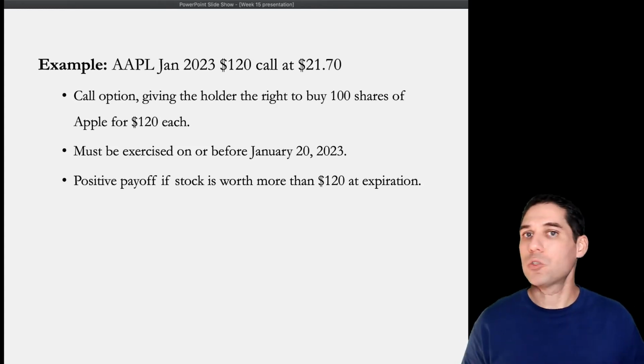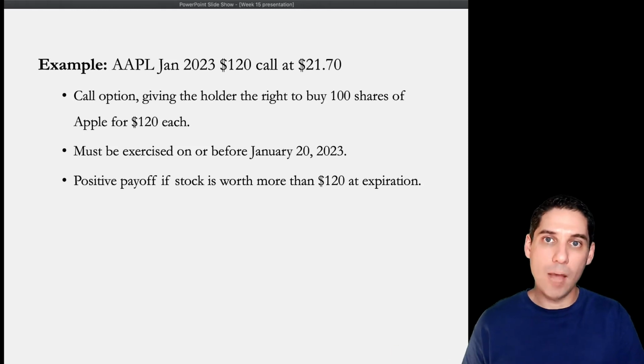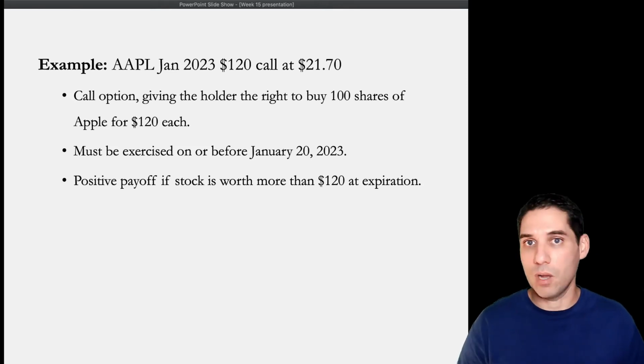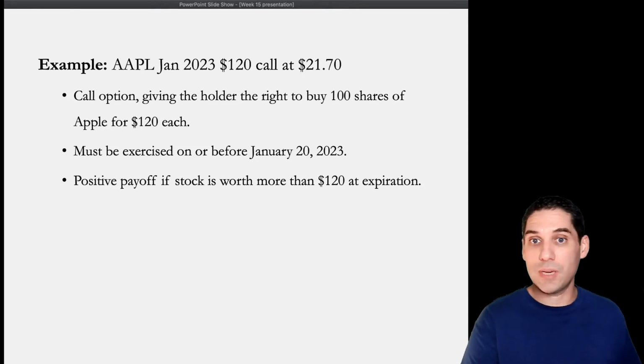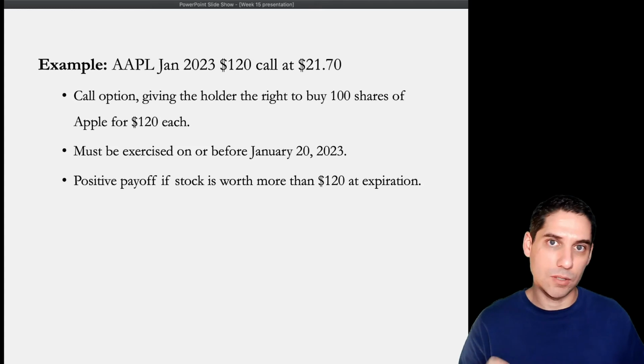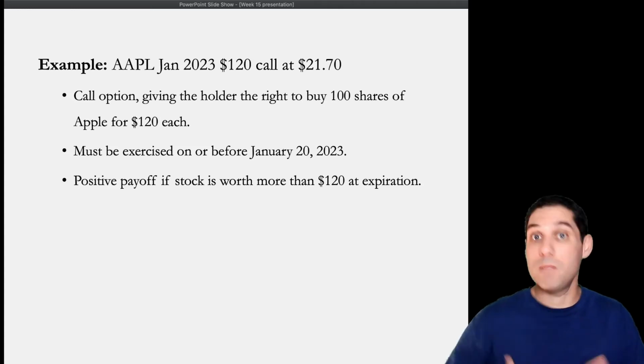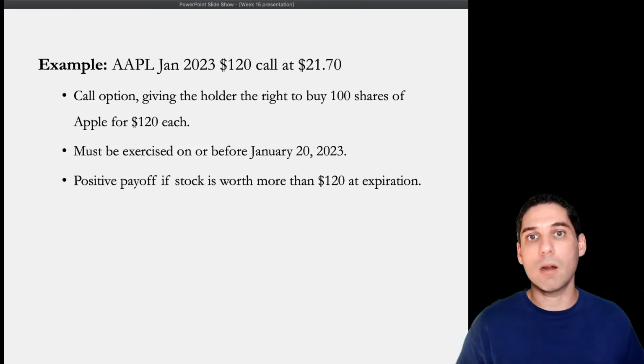You will not want to pay $120 for each share of Apple if it's trading at 110, right? Because if you want Apple shares, you can go buy them in the market for $110. But if Apple is trading at 130, 140, then yes, it would be a great deal to exercise this option and buy them at 120 per share, and then you can immediately turn around and sell it in the market for 130, 140, or whatever it is trading at.